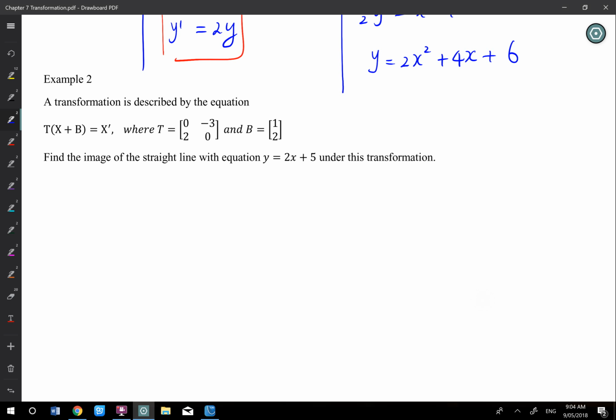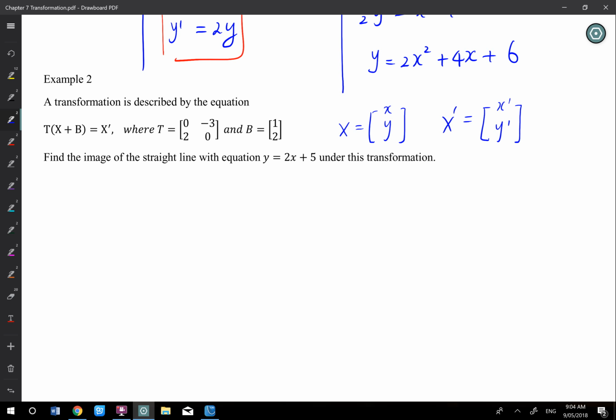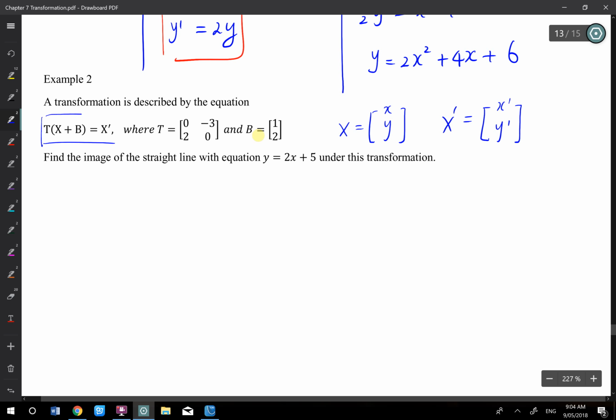Okay, let's have a look. We have some difficulties recognizing what is x dash. Just to let you know again, x is the matrix (x, y) and x dash is the new coordinates (x dash, y dash). When you deal with matrices, you need to have everything in matrix form, otherwise you can't really add them. So according to what they give you here, you just expand it. So what we have here is 0, -3, 2, and 0.